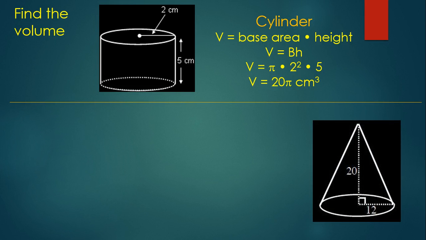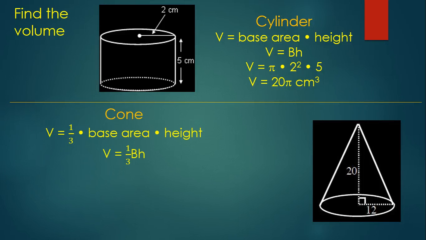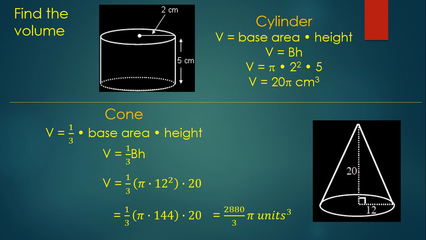Let's find the volume of this cone. Now we said that to find the volume of a cone, we still need the base area times the height, but we'll have 1/3 of that base area times the height. Now the base is still a circle. It has a radius of 12. So the area of the circle will be pi times 12 squared. The height will be 20, and we need 1/3 of that, which will give us a volume of 2,880 thirds pi cubic units.